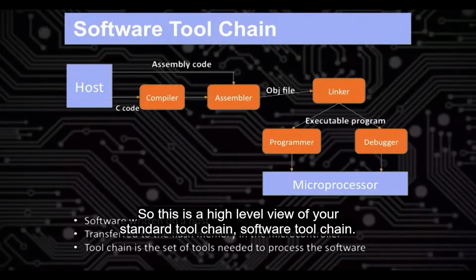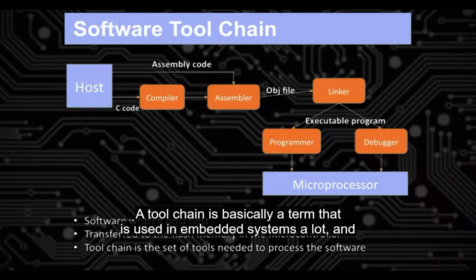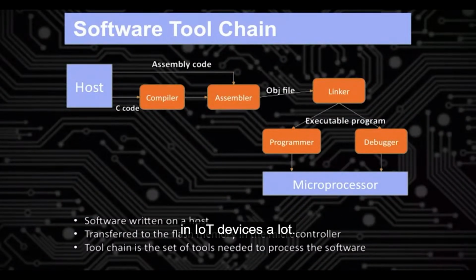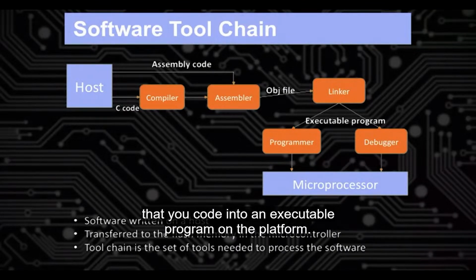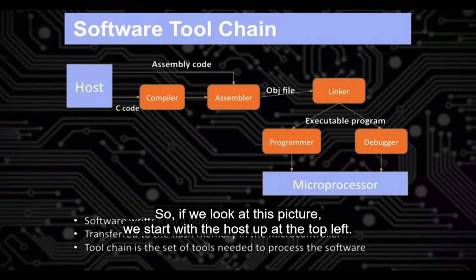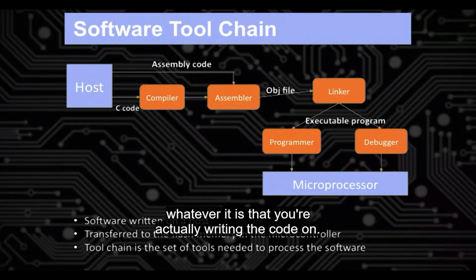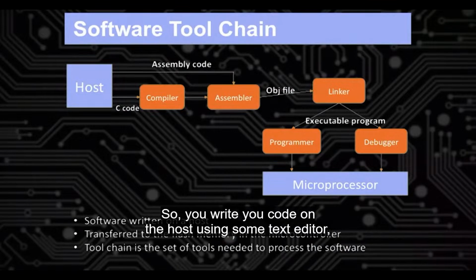So this is a high-level view of your standard software tool chain. A tool chain is a term that's used a lot in embedded systems and in IoT devices that describes the sequence of software tools that you have to use in order to convert a program that you code into an executable program on the platform. If you look at this picture, we start off with the host up at the top left. The host is a laptop, desktop, whatever it is you're writing the code on. So you write your code on the host using some text editor, it doesn't really matter which one.